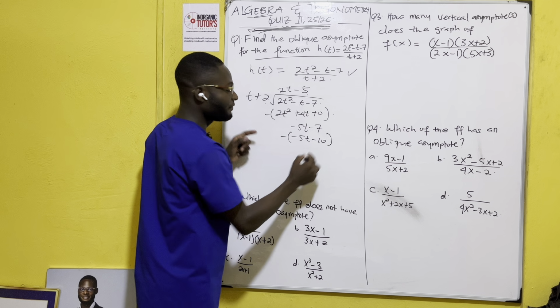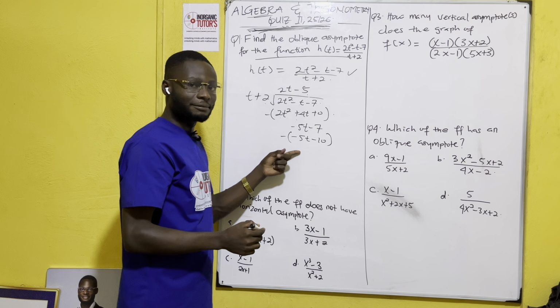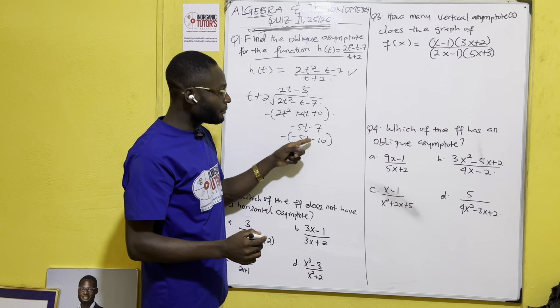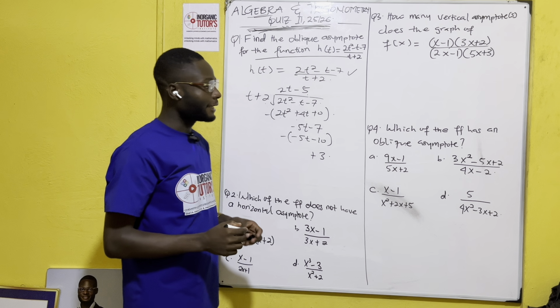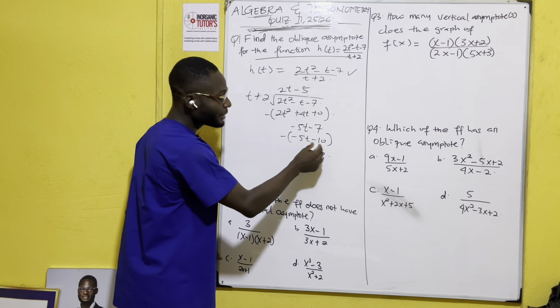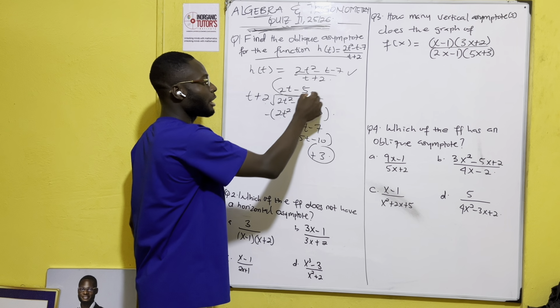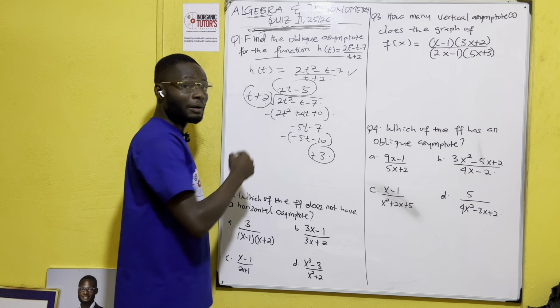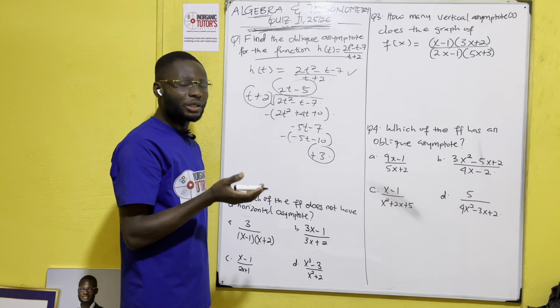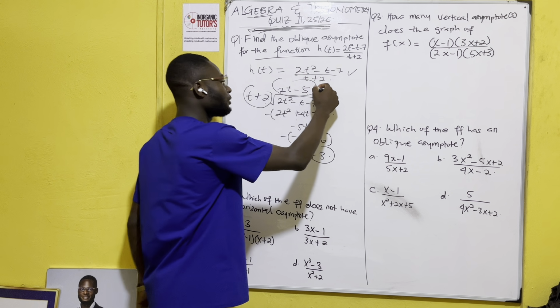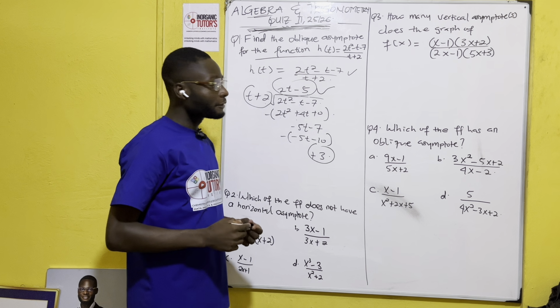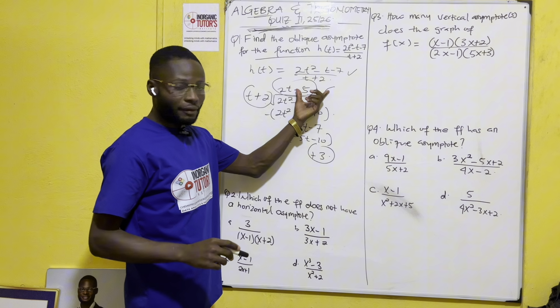So we find the differences. This minus this becomes 0. Minus 7 minus minus 10 becomes plus 3, right? So this becomes our remainder, this becomes our quotient, and this becomes our divisor. So now, which one is the oblique asymptote? The oblique asymptote is simply the quotient, right?